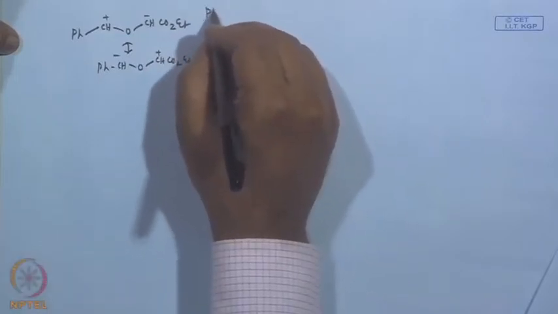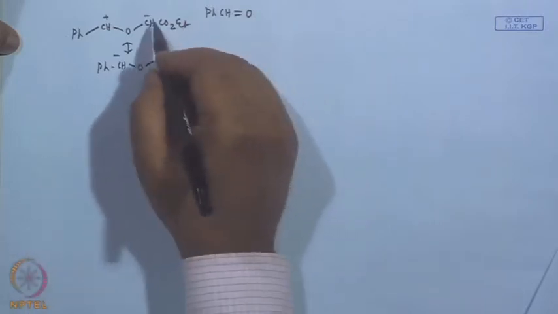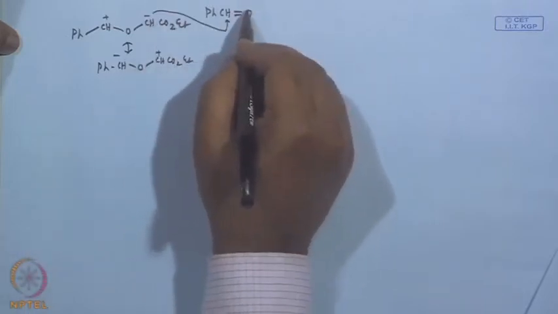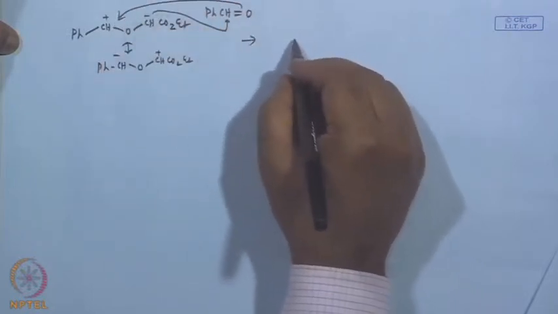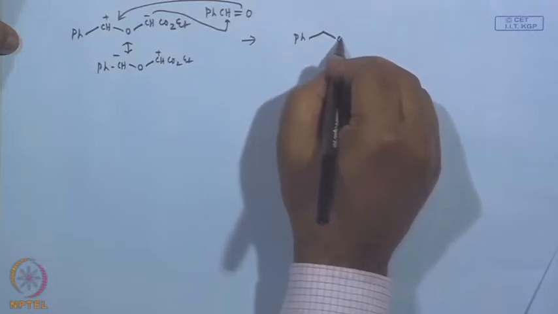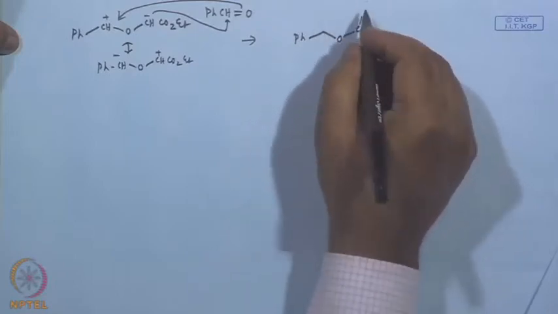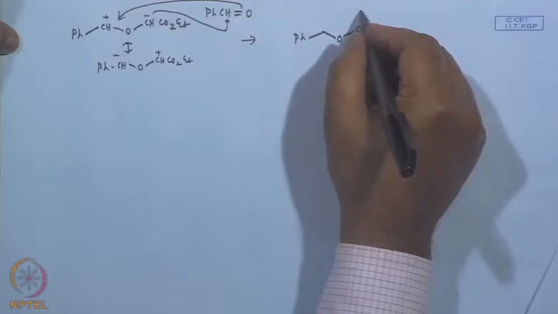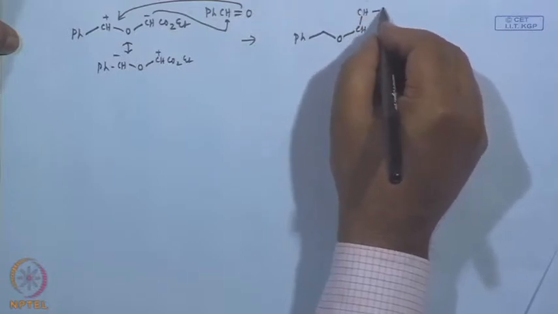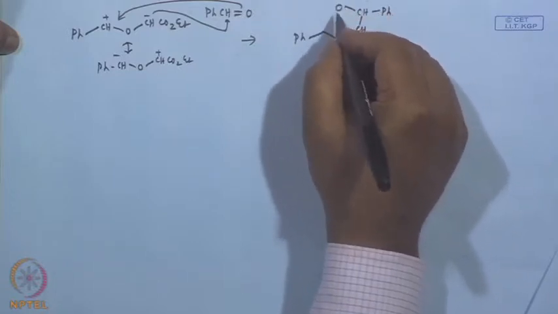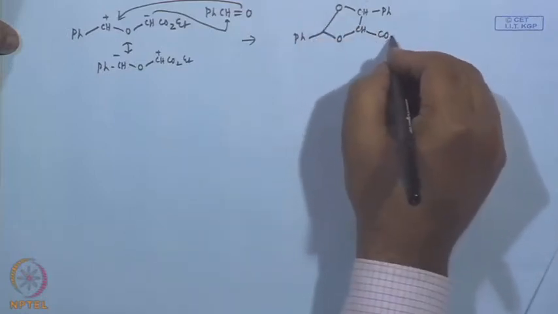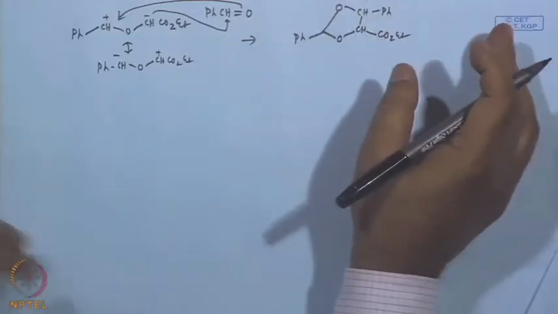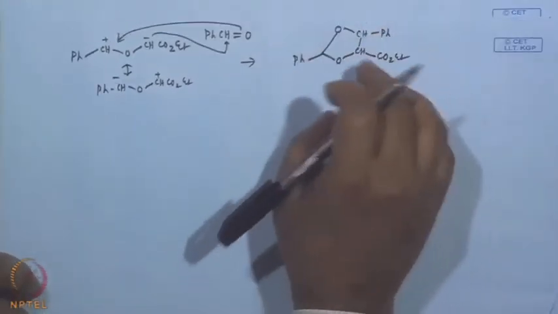Then you have an additional molecule of benzaldehyde. Benzaldehyde would react with this end, and this oxygen would attack this. So, what will you find? The product would be this CH, then oxygen and this, and in this case you have this ester. This is just an example of a 1,3 dipole.